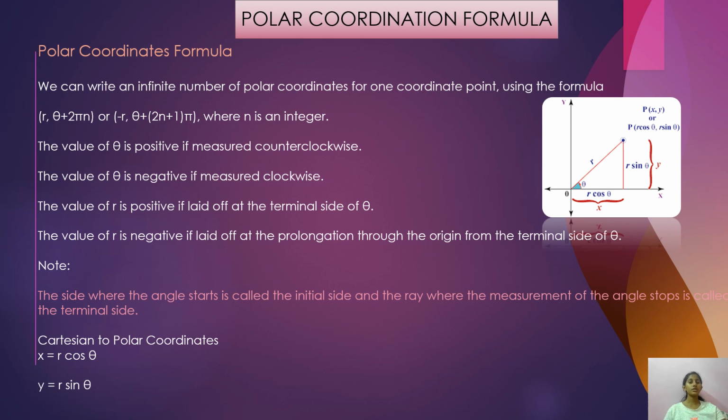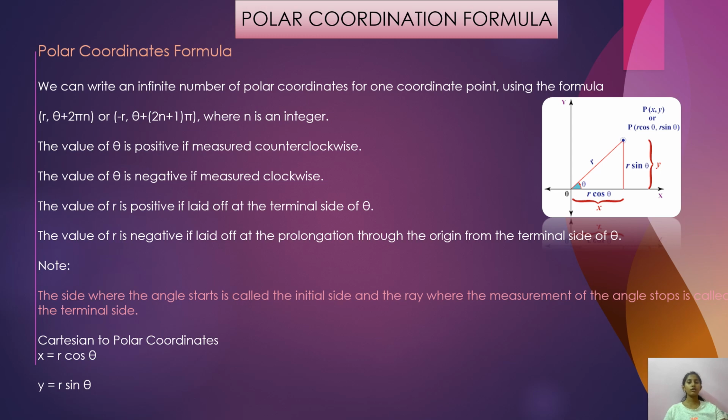theta. The side where the angle starts is called the initial side, and the ray where the measurement of the angle stops is the terminal side. Cartesian to polar coordinates: x is equal to r cos theta, y is equal to r sin theta.